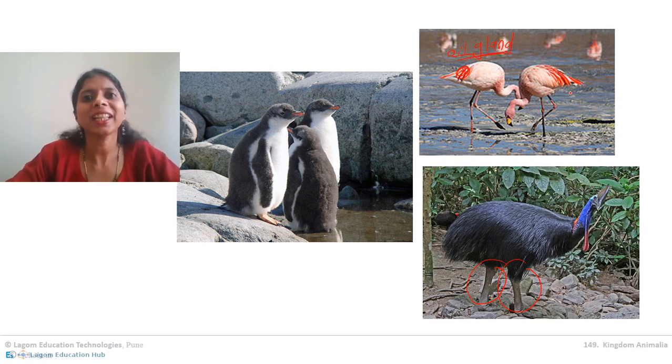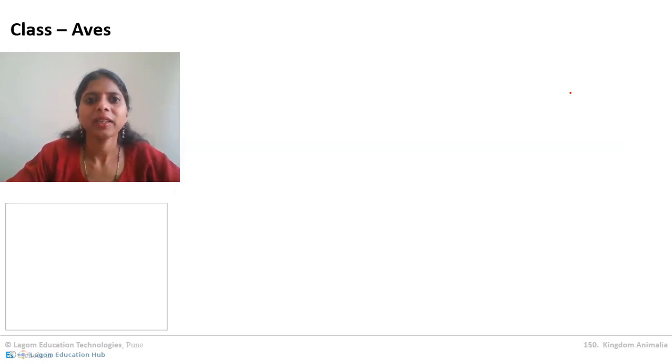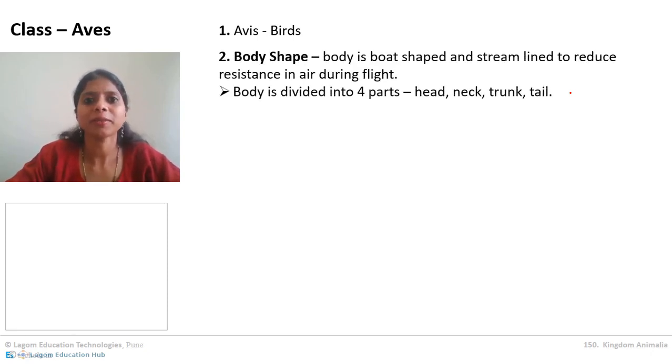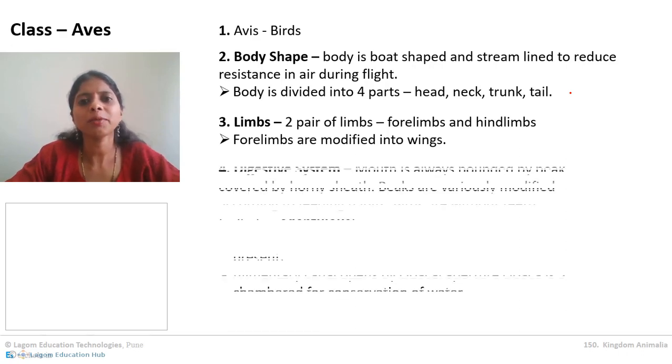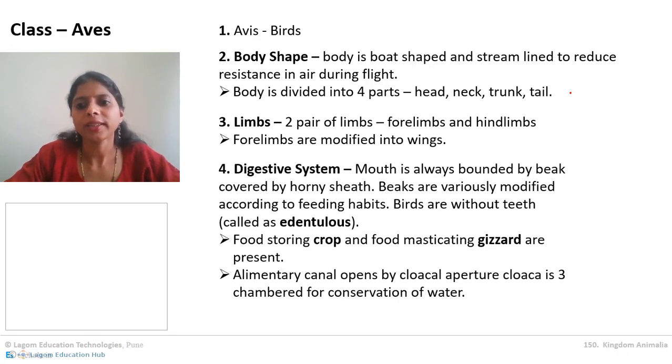So let us enlist the characteristics so you will remember them in a better way. The first characteristic: Aves means bird. The body shape is boat shaped or streamlined, which reduces resistance in flying. Two pairs of limbs, forelimbs and hind limbs. Forelimbs are modified into wings. In the digestive system, the beak is there without teeth, that's why it is called edentulous. Then the crop and gizzard are there to store and digest the food easily.